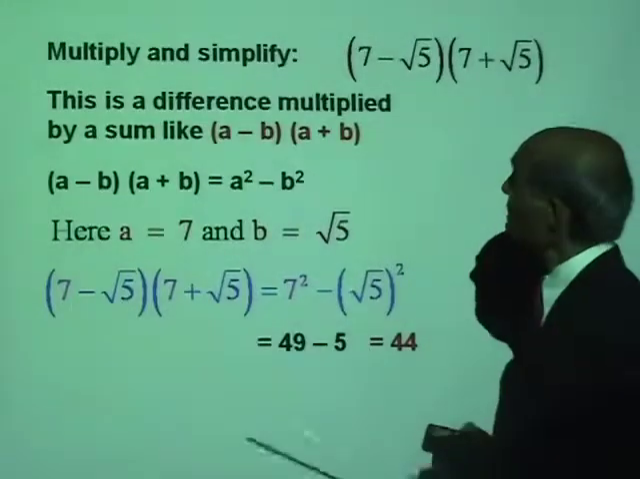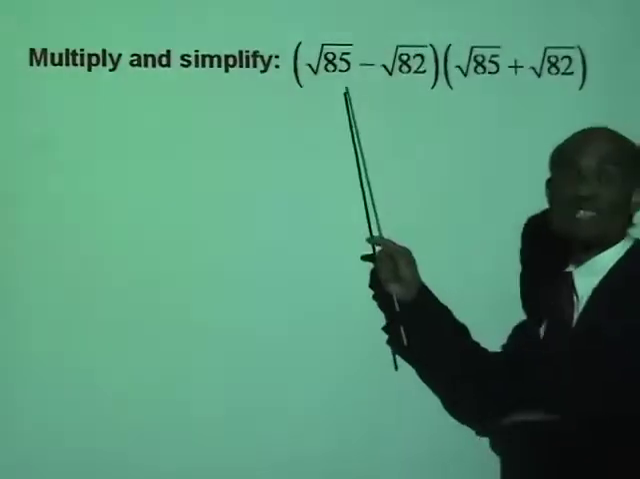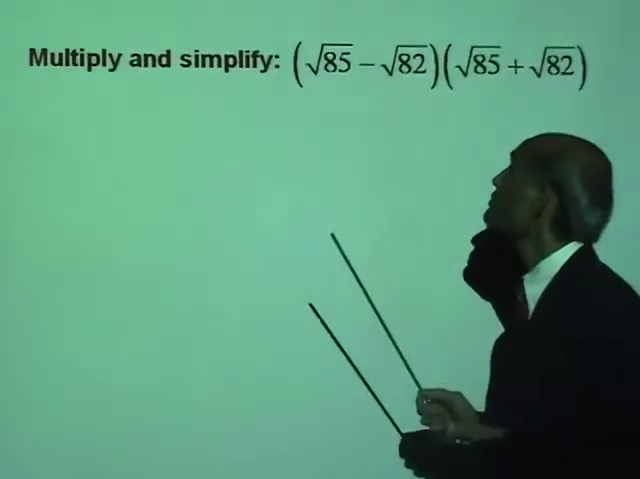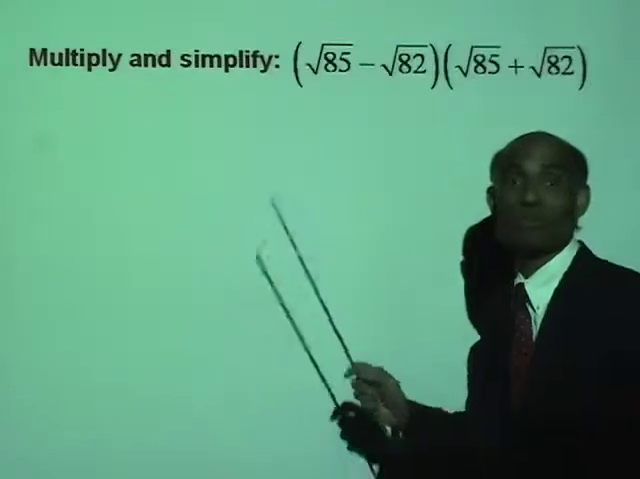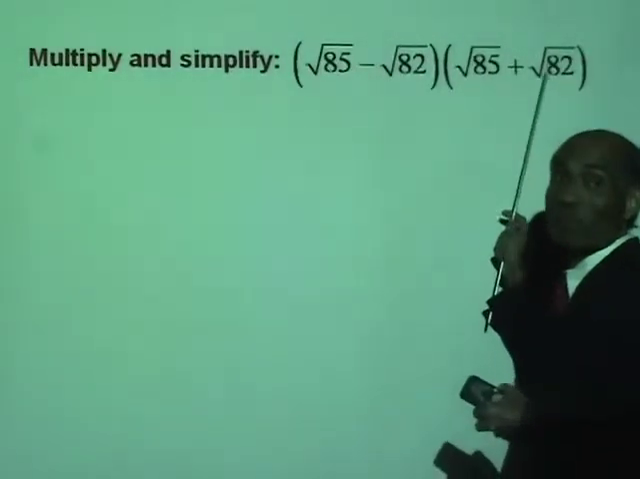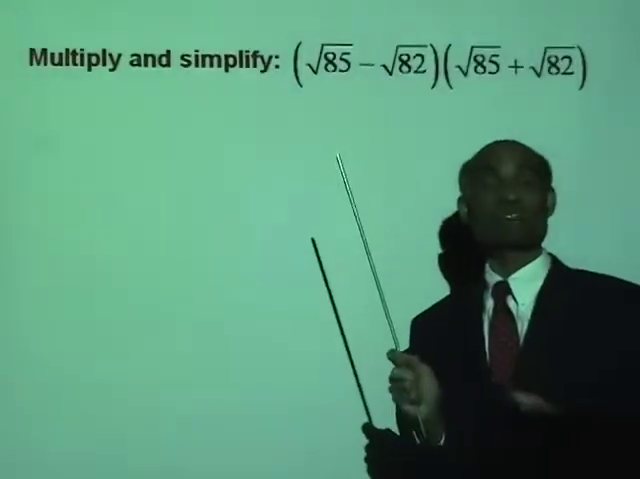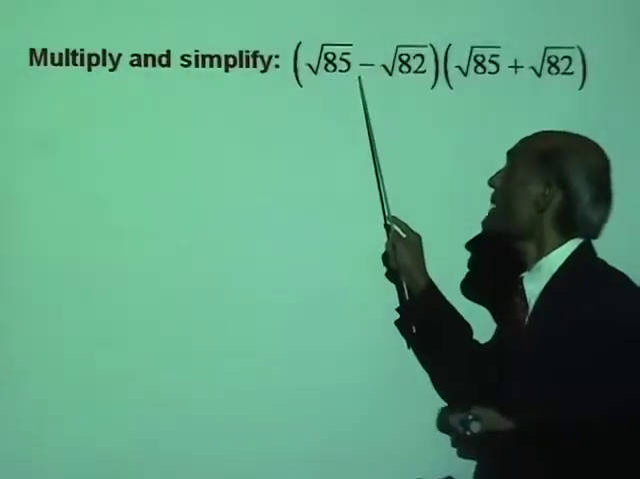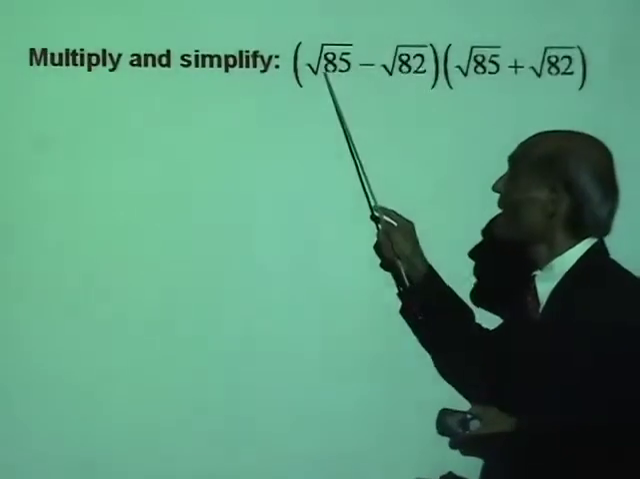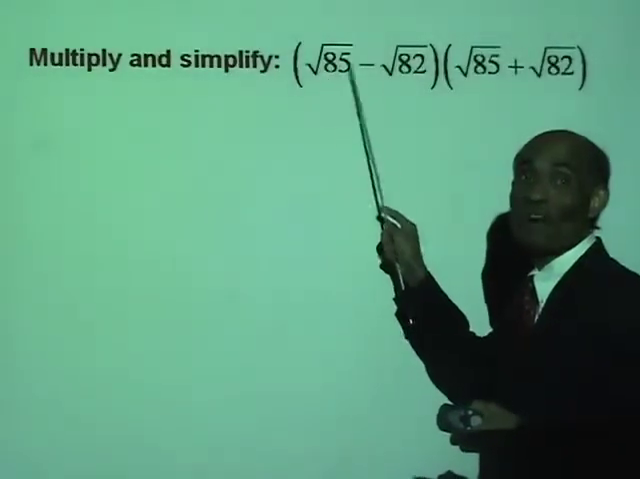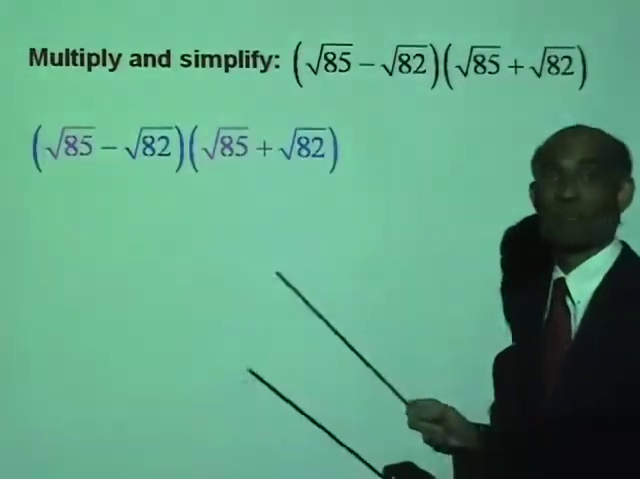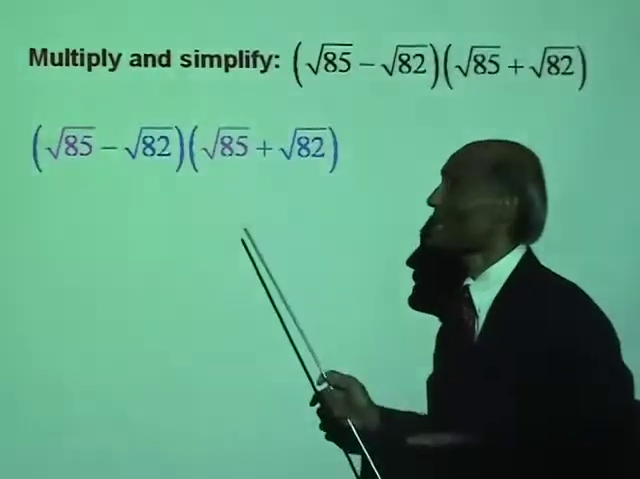Okay, let's do another one. A similar one. Square root 85 minus square root 82, the quantity multiplied by square root 85 plus square root 82. A minus b times a plus b. Your a is square root 85, b is square root 82. So, what will this be?